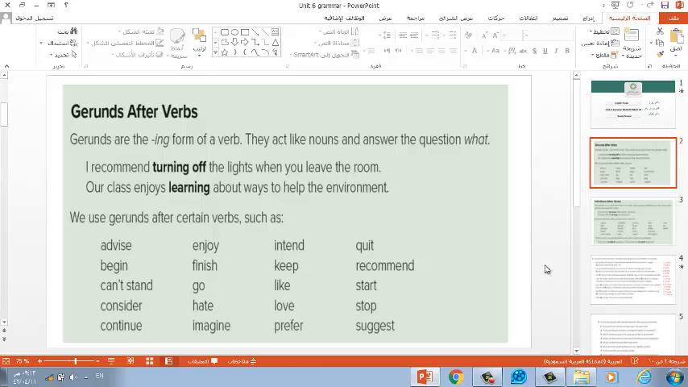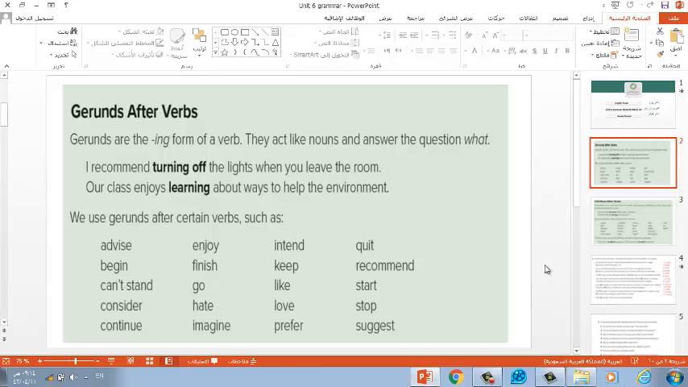Gerunds. What is a gerund exactly? A gerund is the verb of the ing form. They act like nouns and answer the question what. What do you like doing in your free time? I like reading. Reading is the gerund here.